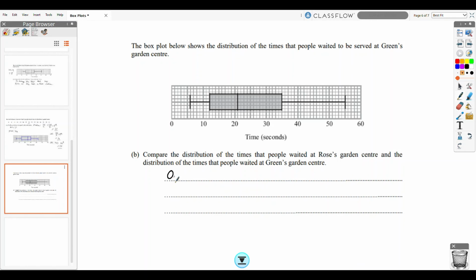So let's write it down: on average, people wait longer at Roses as it has a higher median.